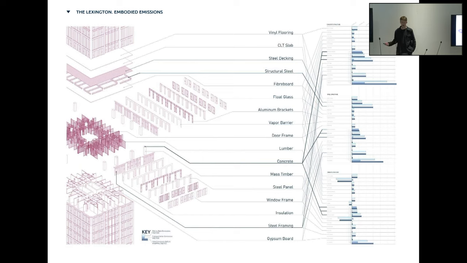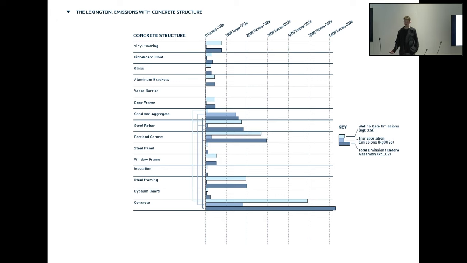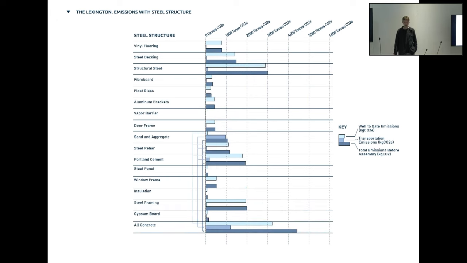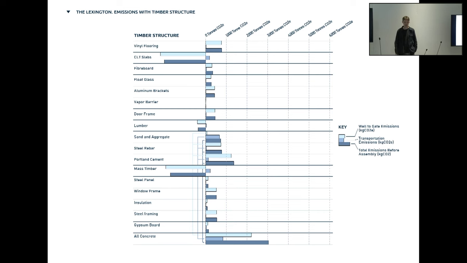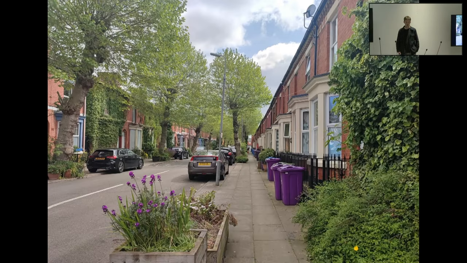We calculated the embodied emissions of building materials in the Lexington to better understand the role of large new build construction projects on the climate crisis. Built with a concrete structure, most of the Lexington's embodied emissions are associated with the production of cement and rebar and the transportation of sand and aggregates. But we also calculated the emissions if the structure were instead made of steel or timber to compare the embodied carbon.